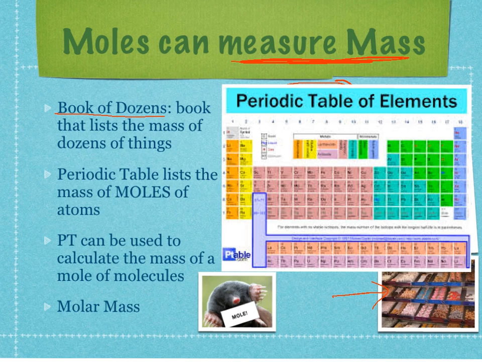The periodic table of the elements is just like the idea of a book of dozens. This lists the mass of moles of individual atoms. So if I wanted to know how much a mole of carbon weighs, I can just look up the number on the periodic table. If I wanted to know the mass of a mole of water molecules, I can look up the mass of hydrogen, multiply it by 2, add the mass of oxygen, and get 18. This is called the molar mass, or the mass of a mole of atoms or a mole of molecules.